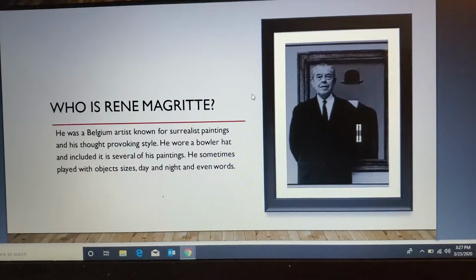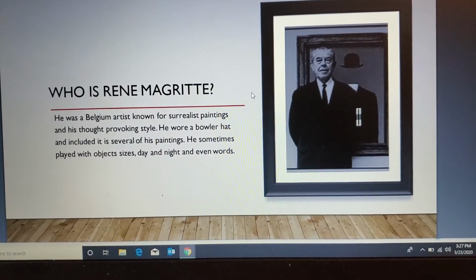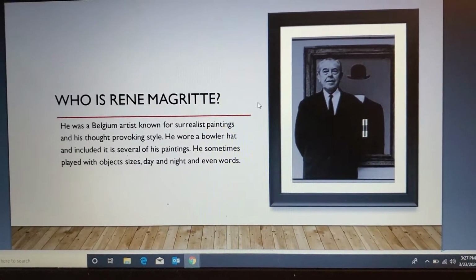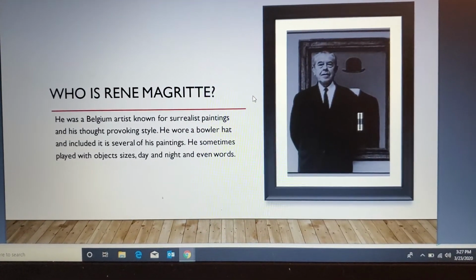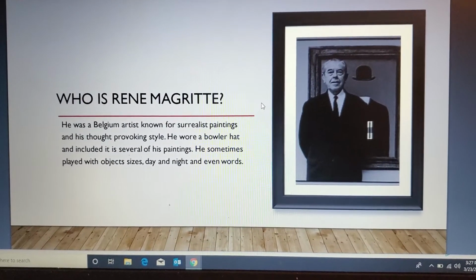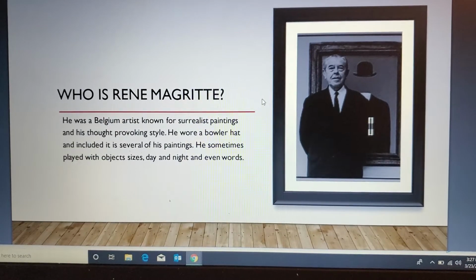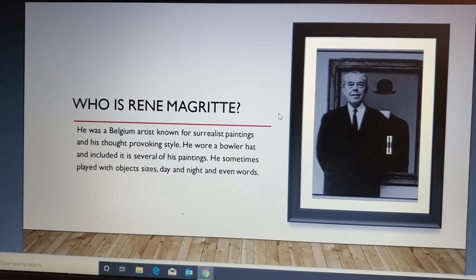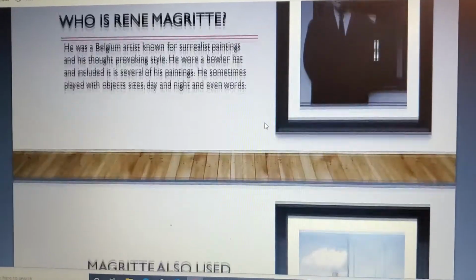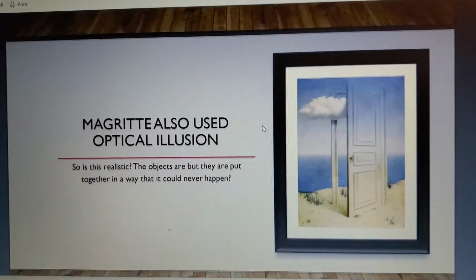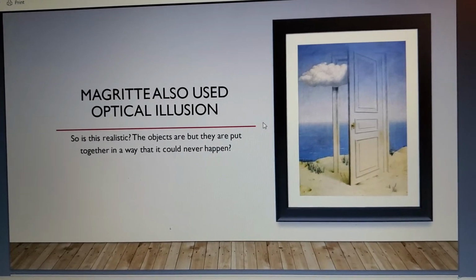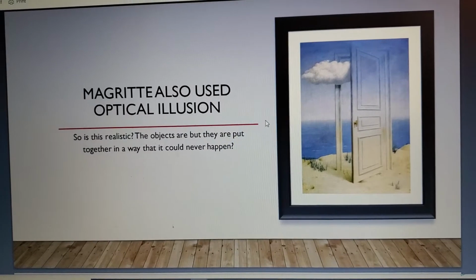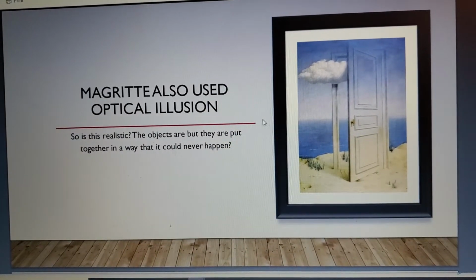So who is Rene Magritte? He was a Belgian artist known for surrealist paintings and his thought-provoking style. He wore a bowler hat that is included in several of his paintings. He sometimes played with object sizes, day and night, and even words. Coming up, you'll see that. Magritte also used optical illusion. So, is this realistic? The objects are, but they are put together in a way that it could never happen.